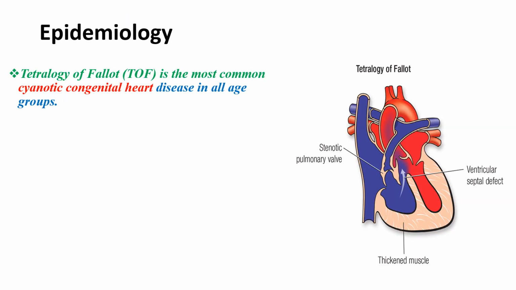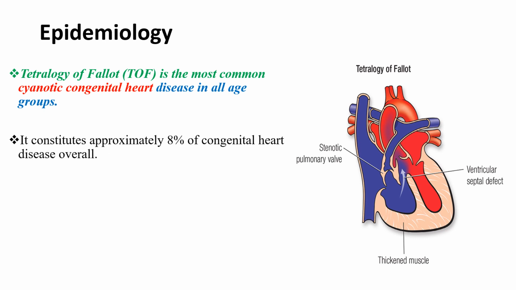Tetralogy of Fallot is the most common cyanotic congenital heart disease in all age groups. It constitutes approximately 8% of congenital heart disease overall. TOF occurs in approximately 0.19 to 0.26 per 1,000 live births.